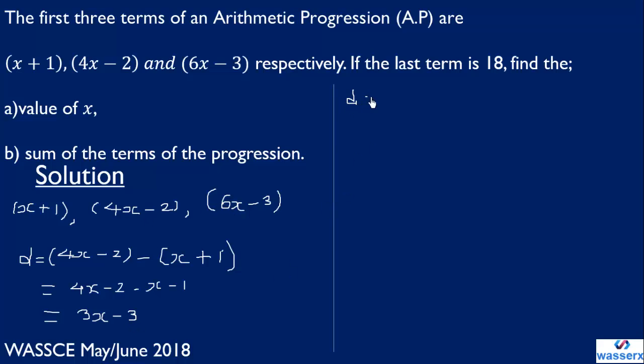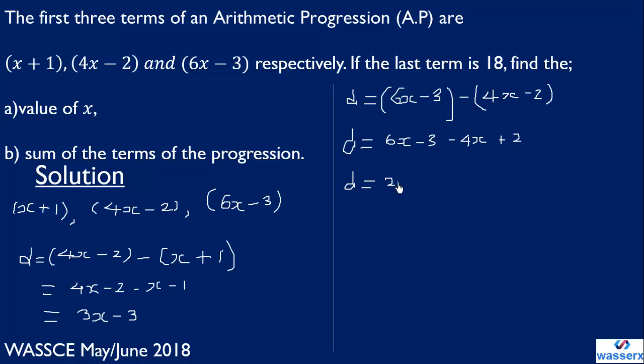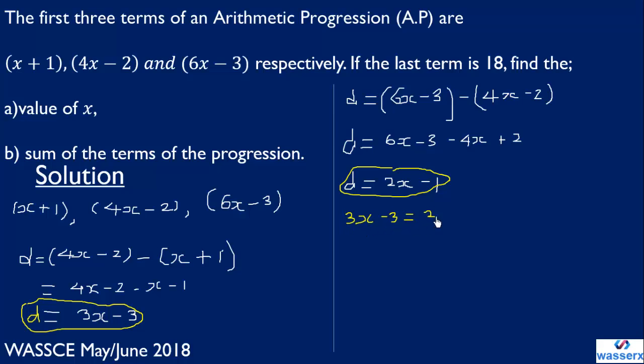Now we can also use the last 2 terms to find the common difference, which is 6x minus 3 minus 4x minus 2. Now we expand and simplify to obtain 6x minus 3 minus 4x plus 2. And this will give us 2x minus 1. So these are all common differences. So we can equate them because they are equal. So we have 3x minus 3 is equal to 2x minus 1.